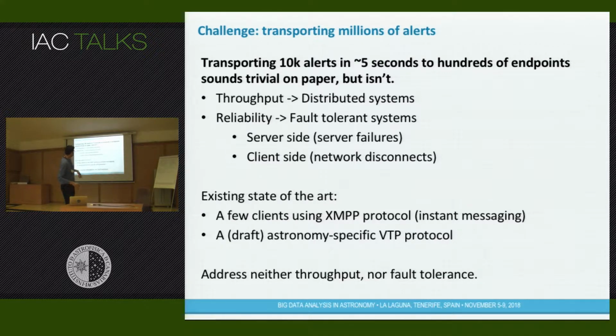So the existing state of the art in astronomy is based on two protocols. One is called XMPP. Those of you who still remember instant messaging like AOL and Jabber and all those things that seem to have gone away, that's the protocol those tools were using. And the second is a draft astronomy-specific protocol called VTP. Neither of those addresses throughput or fault tolerance. So this is what I'm demonstrating here. I spent 2 minutes on this slide: as the scale grows, something that seemed very simple before suddenly starts being complicated if you're trying to do it right.